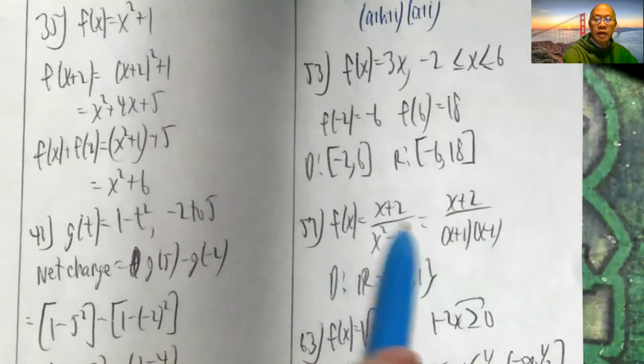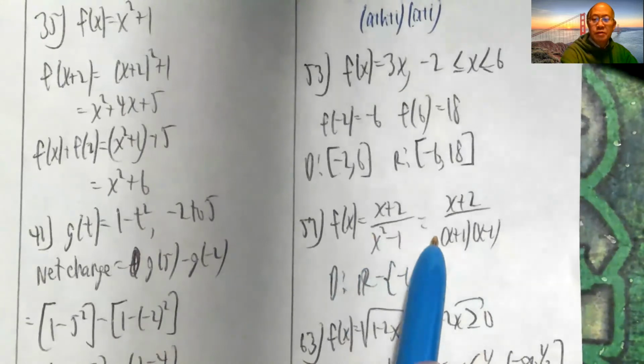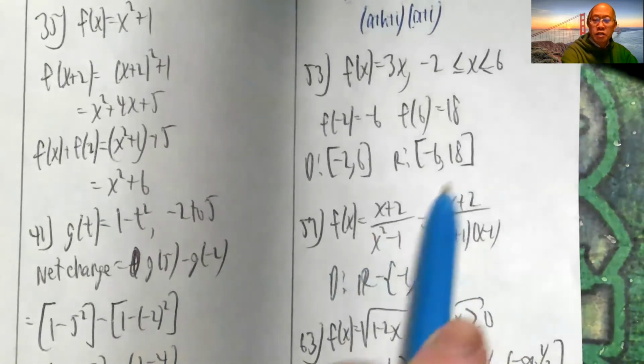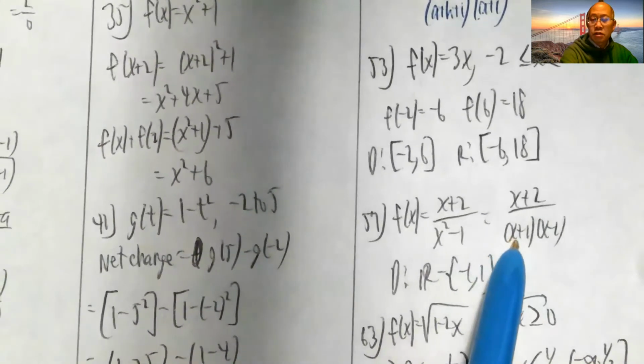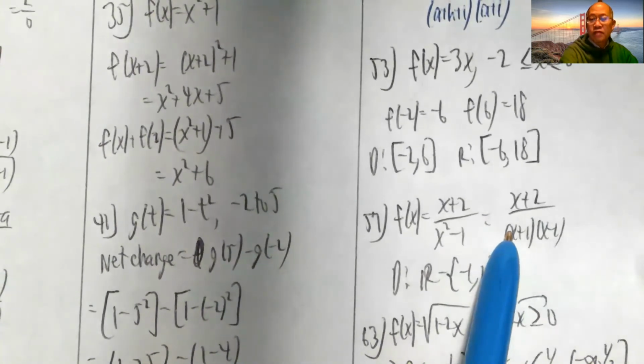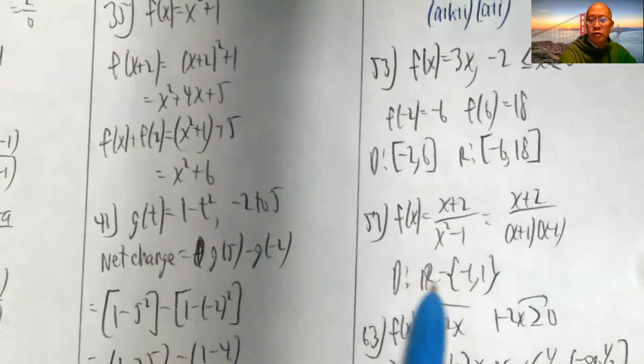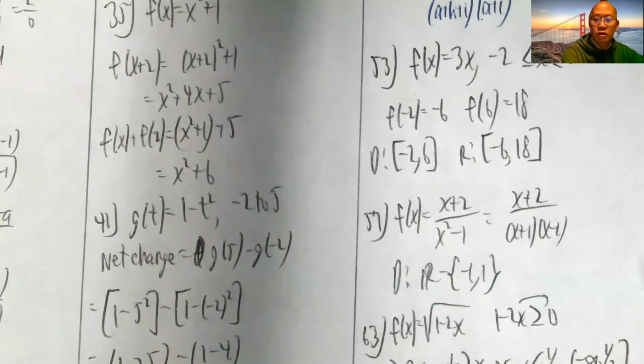57, just ask for the domain. The bottom factors in x plus 1, x minus 1. This expression is defined everywhere unless I'm dividing by 0. I'll be dividing by 0 if x is negative 1 or positive 1. So the domain is all real numbers minus a set consisting of negative 1 and 1.